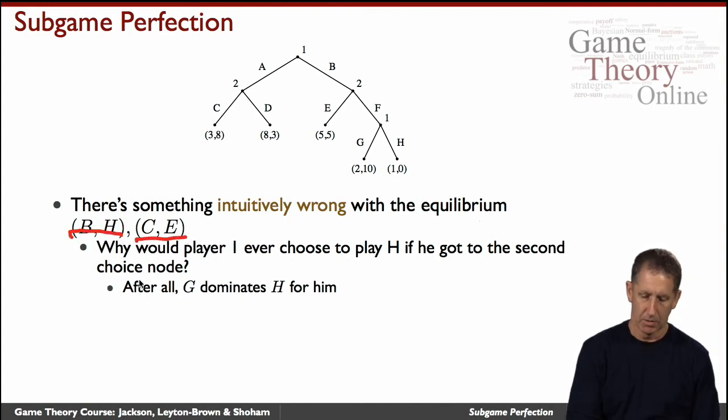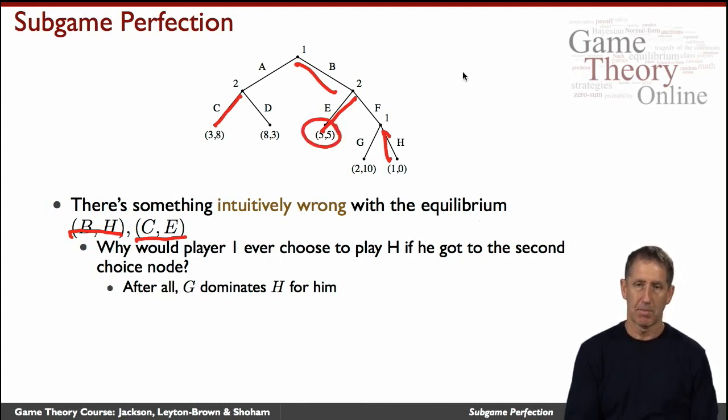BHCE. What is BH? Player 1 goes down here and down here, whereas player 2 goes down here and down here. Under this strategy profile, of course, the outcome of the game is this one, and the payoff to both players is 5. Let's first convince ourselves that this is indeed a Nash equilibrium.